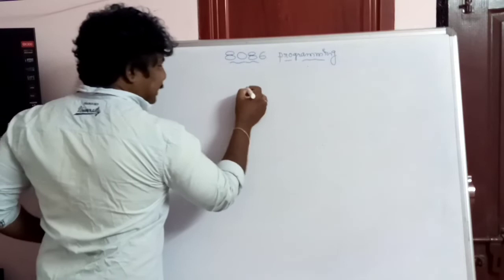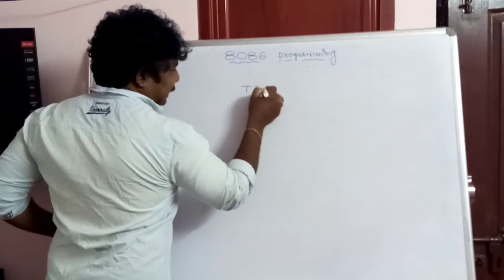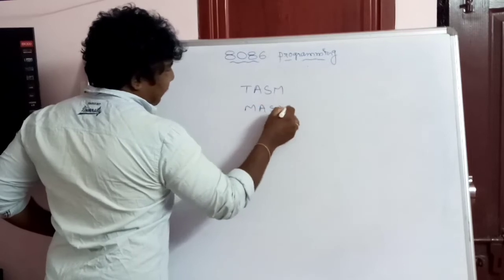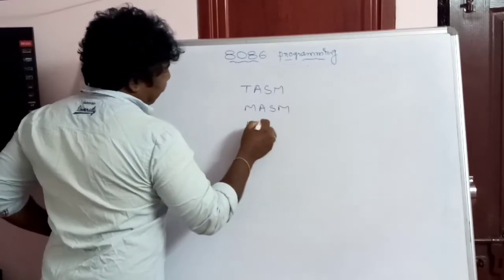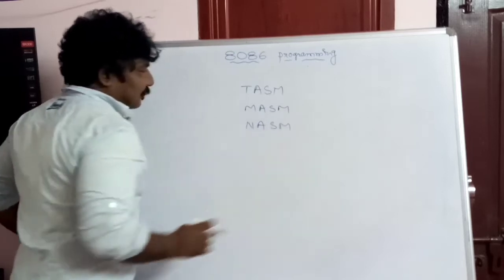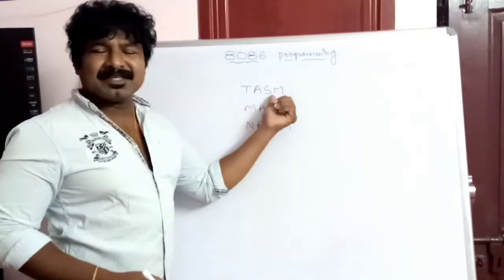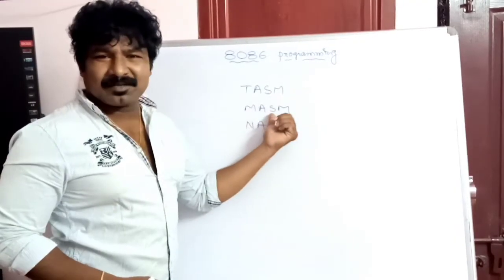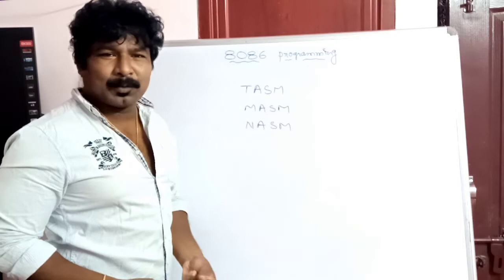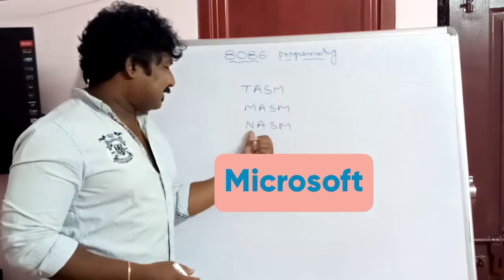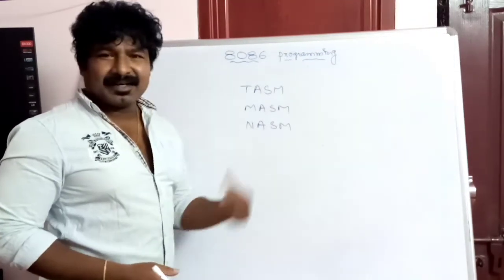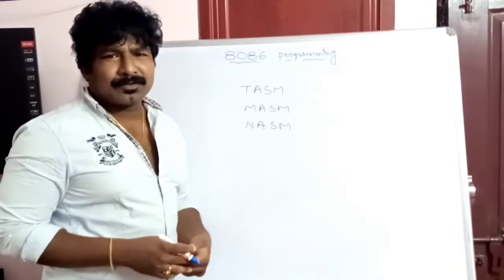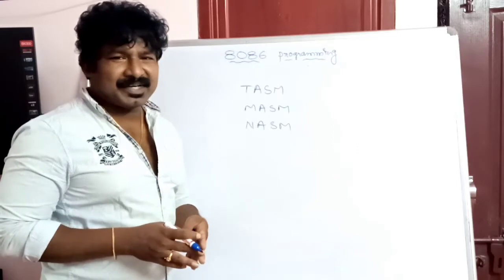So we need software like TASM, MASM, NASM. Friends, TASM is the Turbo Assembler developed by the company Turbo, MASM is another assembler software developed by Microsoft, and NASM is another assembler developed by the NetWide company. You can use any of these software to do programming in 8086.